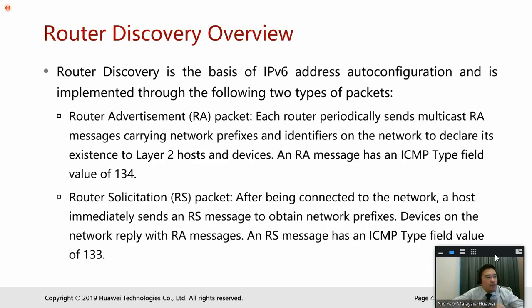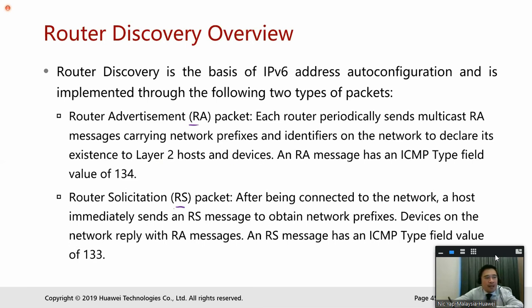And next is the router discovery overview. Router discovery uses the messages I mentioned, RA and RS, 133 and 134. RA is called router advertisement. Each router periodically sends a multicast RA message carrying the network prefix and identifier on the network to declare its existence to the layer 2 hosts and devices.